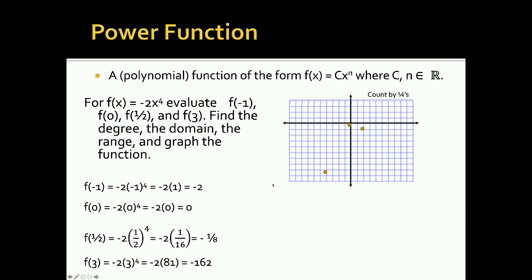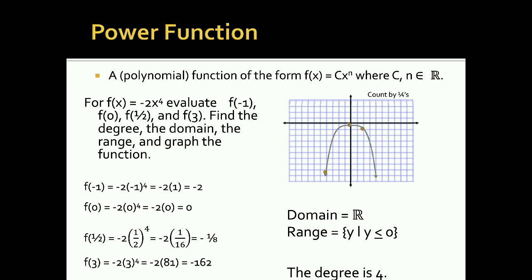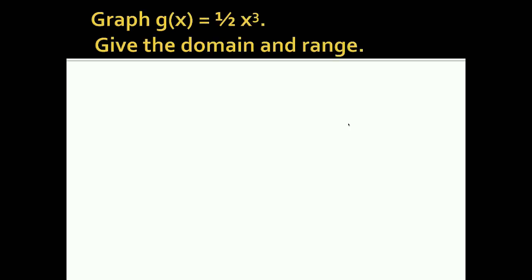And when we put in 3, it's negative 162, which would be off of our graph. So there's the graph of our function. And again, notice our points are a little bit off. Apologize for that. Our domain is the real numbers, and the range, this should be all the way up at 0, 0. So the range is y is less than or equal to 0. And we already mentioned the degree is 4.